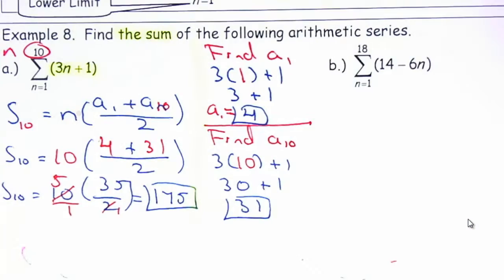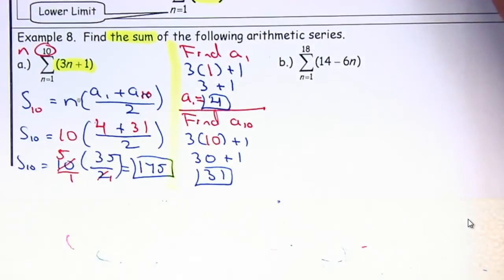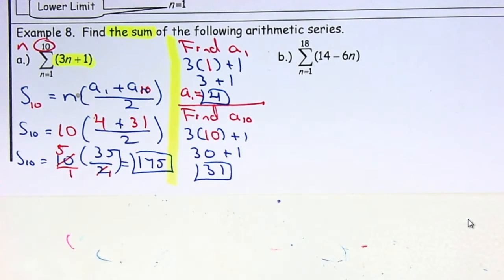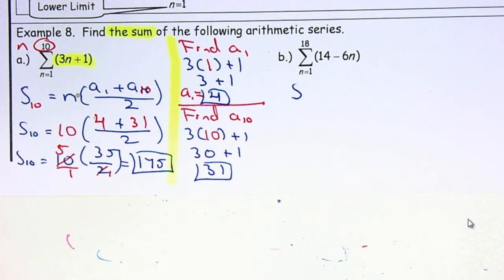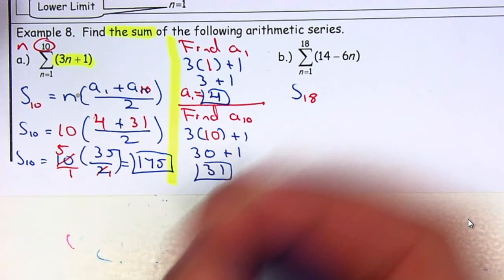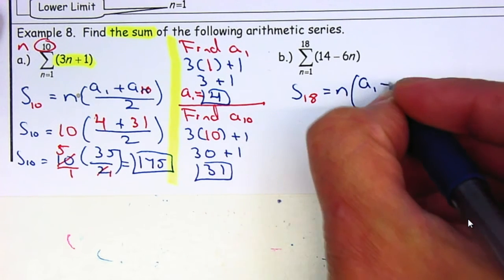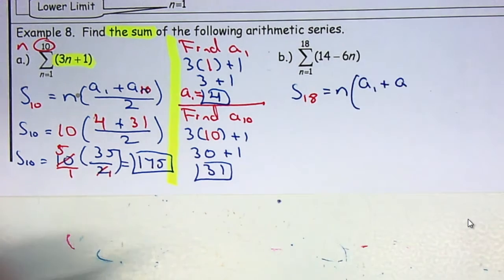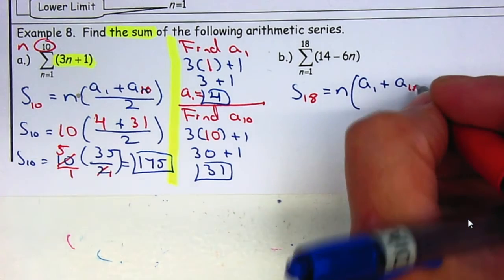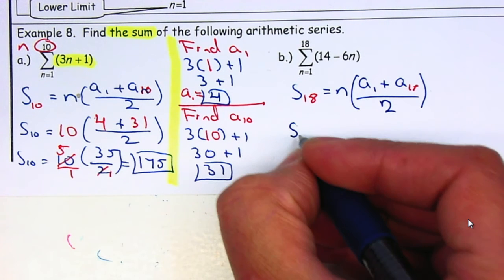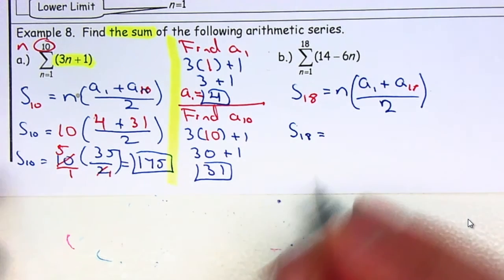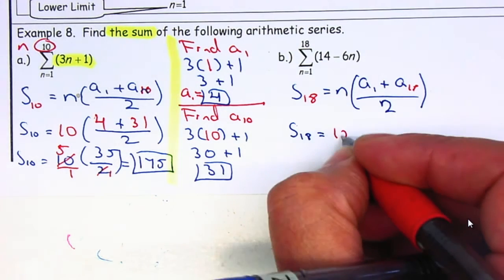Let's go through letter B. Same process. I need to be able to find the sum. So let's write down the formula. The sum of how many terms do I need to add up? Of the first 18 terms. The formula is n times a sub 1 plus a sub, how many, which is the last term? The 18th number, divided by 2. So the sum of the first 18 terms, let's plug in the information that we have, will be n. How many numbers do we need to add up? Remember, this is the value of n.